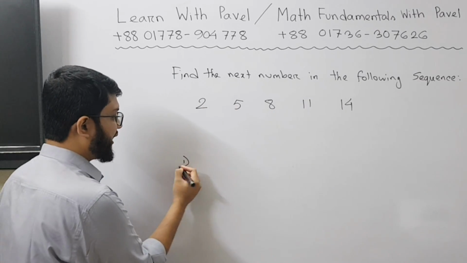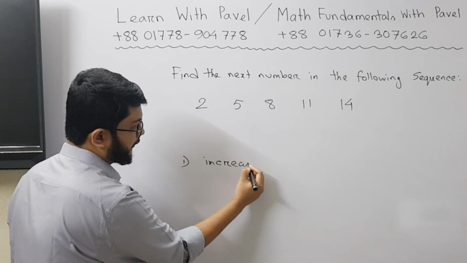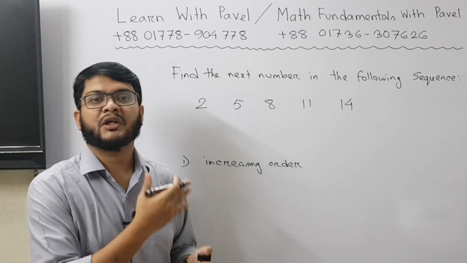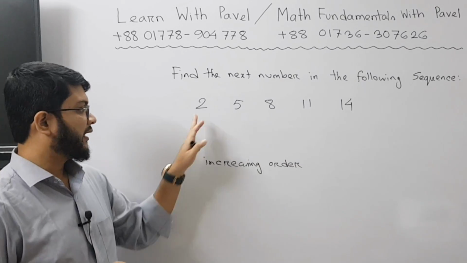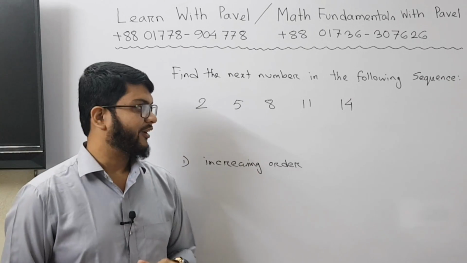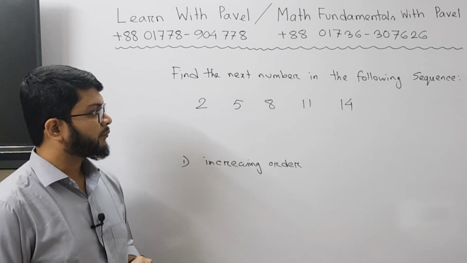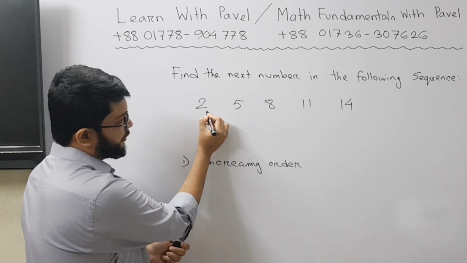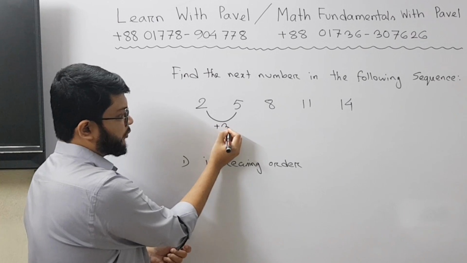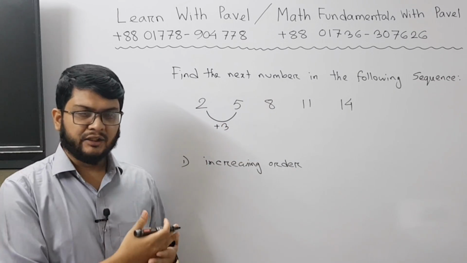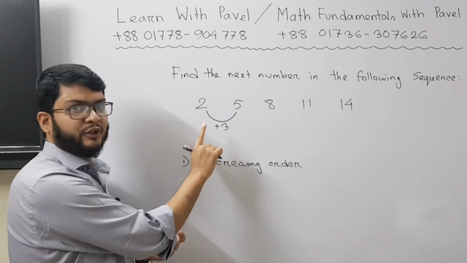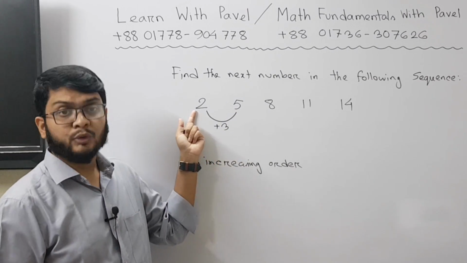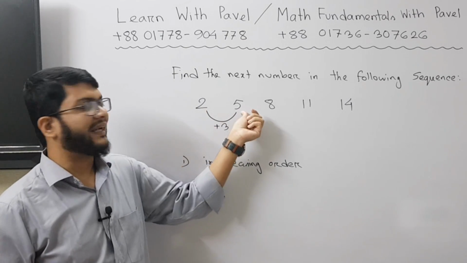So the first thing you observe is which order they are in: increasing order. I will show you another example where the numbers will be in decreasing order. So you are done almost 50%. The next thing is that you will try to find out the difference between the consecutive two numbers. The difference between 2 and 5 is plus 3. You can subtract 2 from 5 and you will get 3. Or the question might be how much you should add to 2 to get 5. If you add 3 to 2, you get 5.